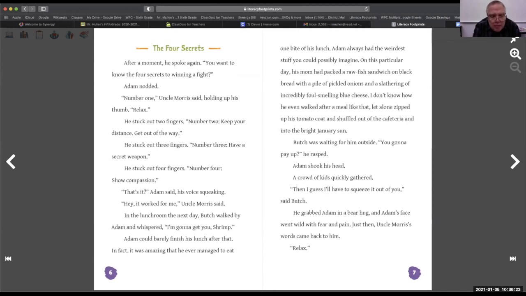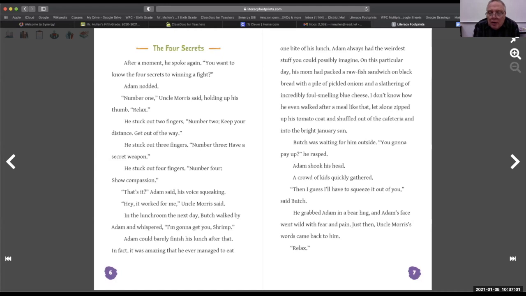In the lunchroom the next day, Butch walked by Adam and whispered, I'm going to get you, shrimp. Adam could barely finish his lunch after that. In fact, it was amazing that he ever managed to eat 1 bite of his lunch. Adam had always had the weirdest stuff you could possibly imagine. On this particular day, his mom had packed a raw fish sandwich on black bread with a pile of pickled onions and a slathering of incredibly foul-smelling blue cheese. I don't know how he even walked after a meal like that, let alone zipped up his tomato coat and shuffled out of the cafeteria into the bright January sun.